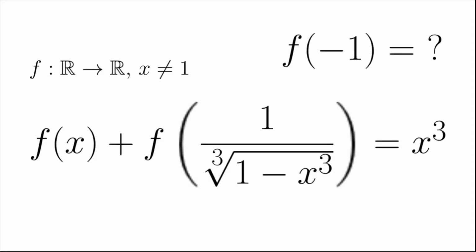Let's take a look at this problem. Here is a function that maps real numbers to real numbers, and this function satisfies the fact that for all real numbers x that's not equal to 1, f of x plus f of 1 over cube root of 1 minus x cubed equals x cubed. Find the value of f of minus 1.